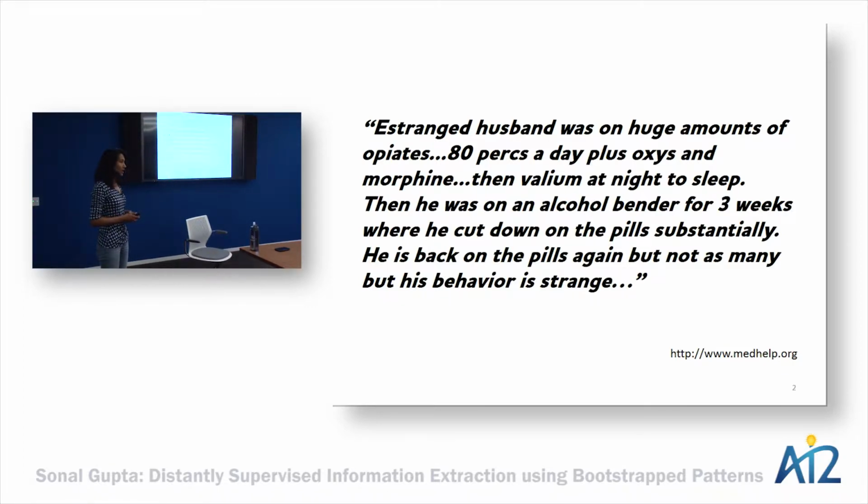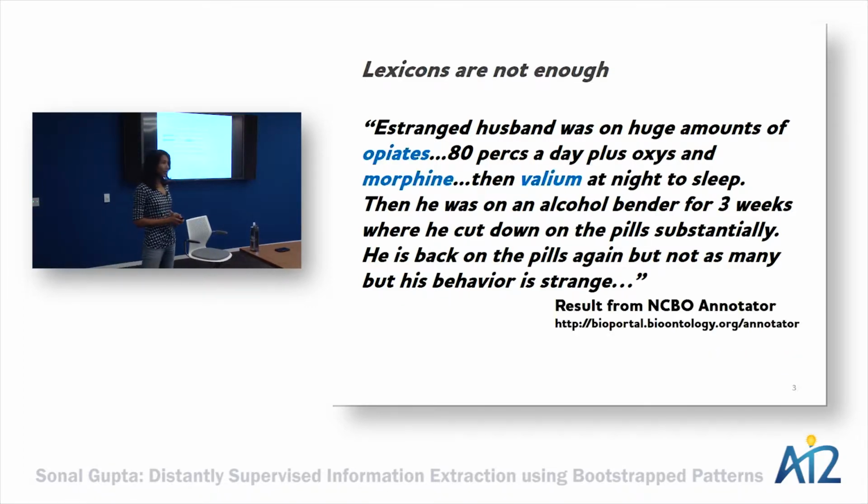And all you know from the previous work that people have done in bioinformatics is this annotator called NCBO annotator, which extracts, people have spent their PhDs writing this ontology of drug names and symptoms and conditions and stuff, and it can only extract 3 of them because that's the exact match it does. So you only extract opiates, morphine, and Valium.